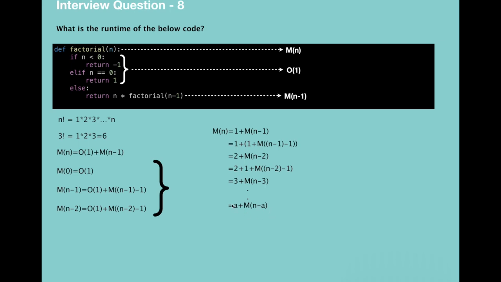And here a starts from 0 to n. So all we have to do is eliminate this M function from here. How can we eliminate it? We know that our M(0) is a constant time operation, which is 1. So to get M(0) here, we need to replace a with n. I'll put n instead of a here, so this will become M(0). And if I calculate this, I will get n plus 1. Here we can drop the constant, so the time complexity of this function will be O(n).